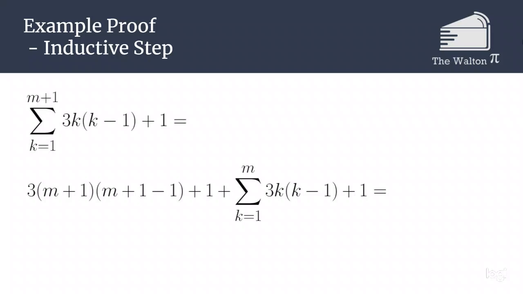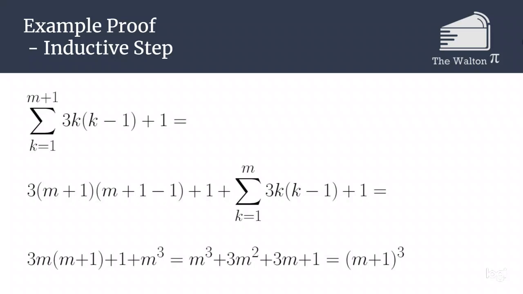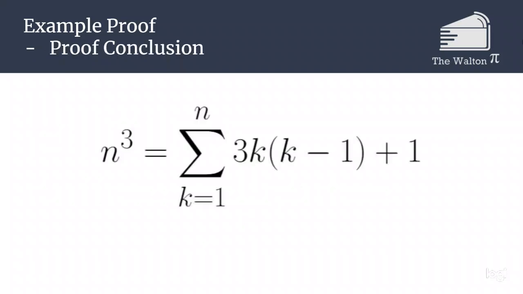Well, the 3 times (m plus 1) times ((m plus 1) minus 1) plus 1, that's another way to write 3m squared plus 3m plus 1, which, when we add it to the m cubed we get from the sum from k equals 1 to m of 3k times (k minus 1) plus 1, gives us m cubed plus 3m squared plus 3m plus 1, which is another way of writing (m plus 1) cubed. Which means we have proven that for every n greater than or equal to 1, n cubed is equal to the sum from k equals 1 to n of 3k times (k minus 1) plus 1.